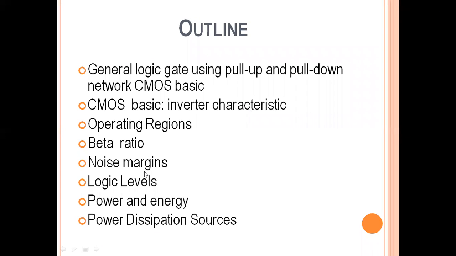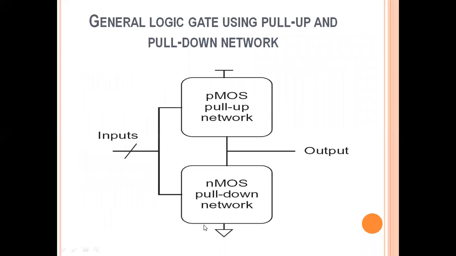Again, one of the important parameters that we also have to understand with CMOS is the noise margins, logic levels, power and energy in CMOS, and power dissipation sources. So the first is the general logic gate using pull-up and pull-down network.